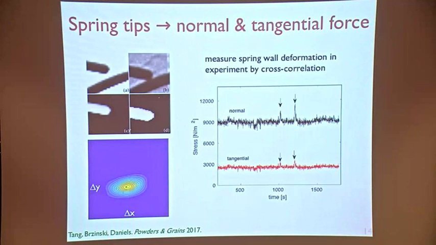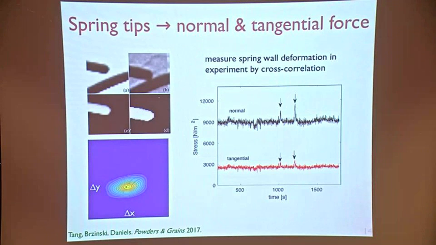Here are time series of just the normal and tangential stress for one leaf spring as a function of time. And they are sensitive enough, and this is what I promised you, Karin, that we can see individual stick-slip events at the wall. These are actually force chain failures happening on the length scale of single leaf springs. We actually ignore that. We just average, because we're looking at the steady state.